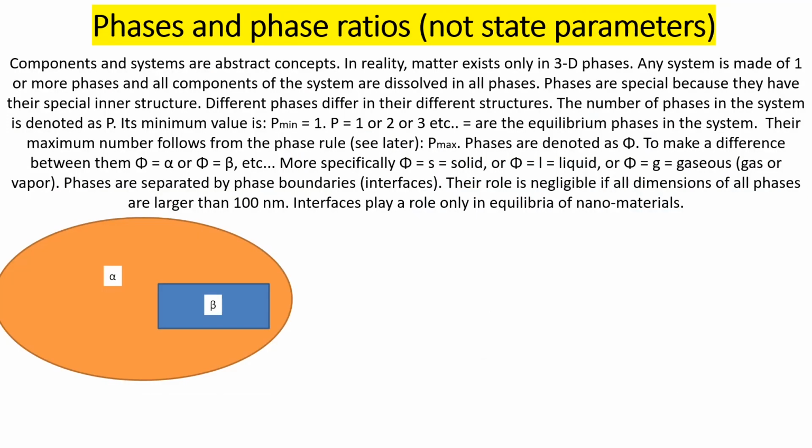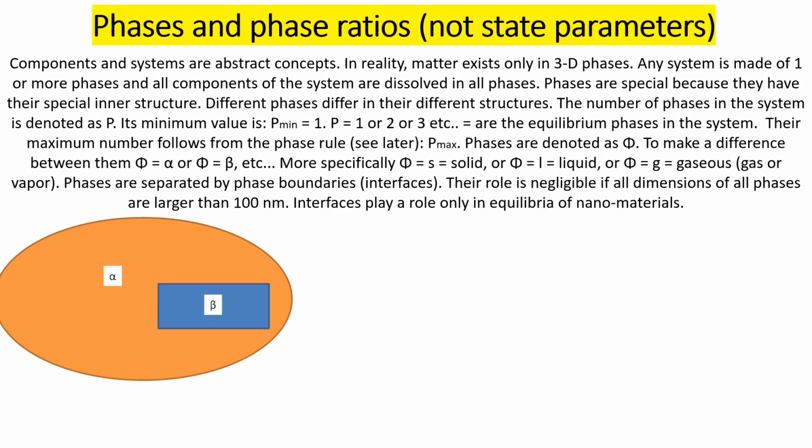Now let me talk about the phases. This is because, you remember, components are actually abstract concepts. When I talked about the components I showed you the periodic system of the elements, some symbols. And then when I talked about the system I told you the system is defined by the number of components you take into account during your study. But at the end of the day we are studying three-dimensional real materials, their behavior. So we need something which is real, touchable, and three-dimensional. Now those are the phases.